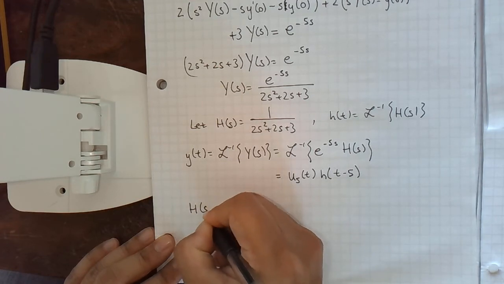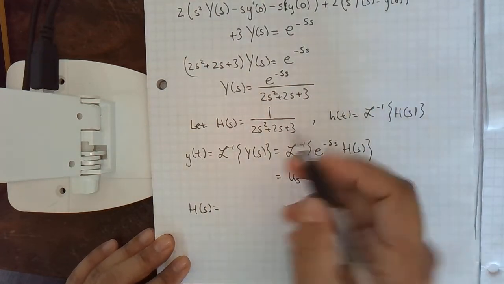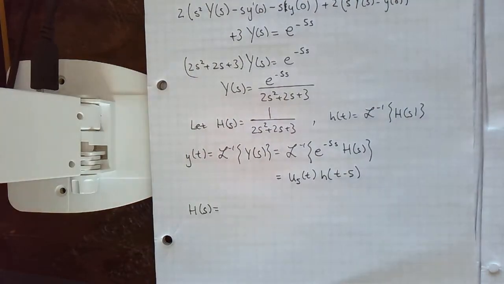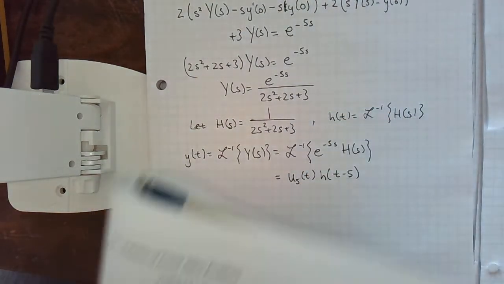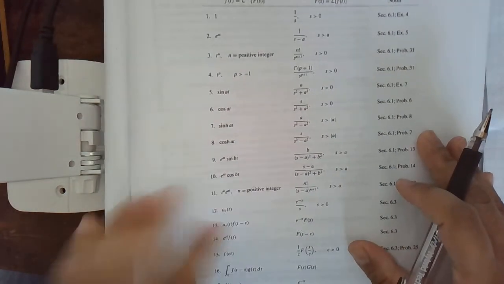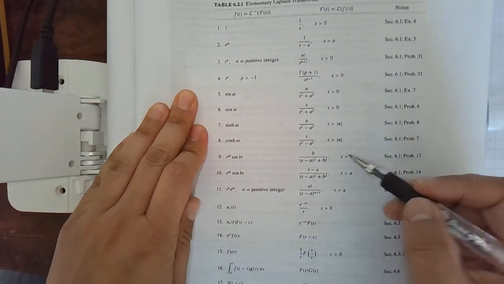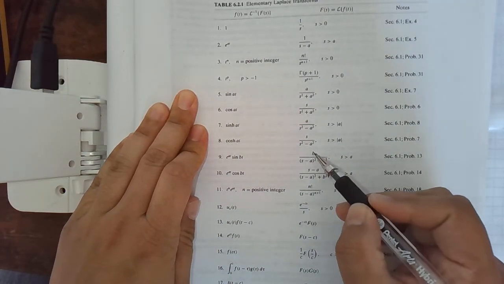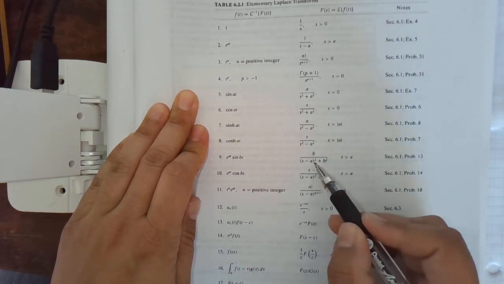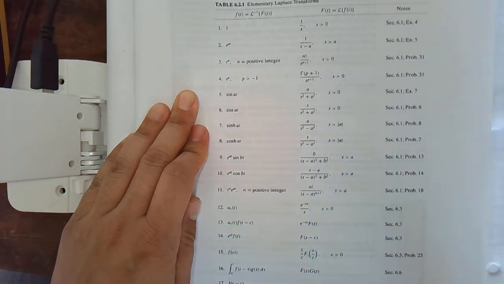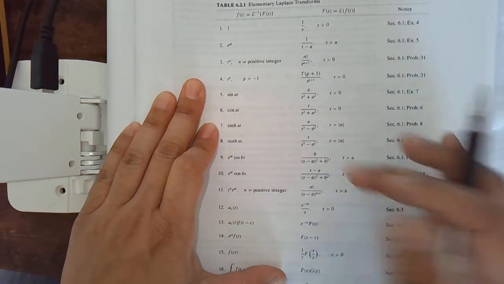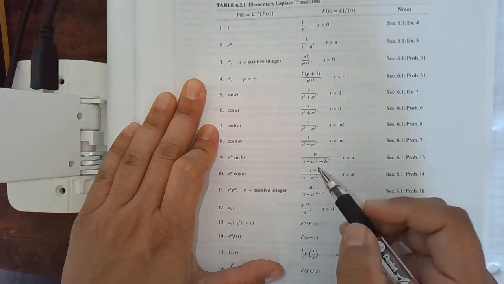First, we need to take big H and put it in a format that we can find in the table. So let's look. We have 1 over a quadratic in S. So this seems to be the closest. We have a constant over a quadratic. It's got an S term, so we can't use any of these. If it only had s squared and not s, we could have used one of these.